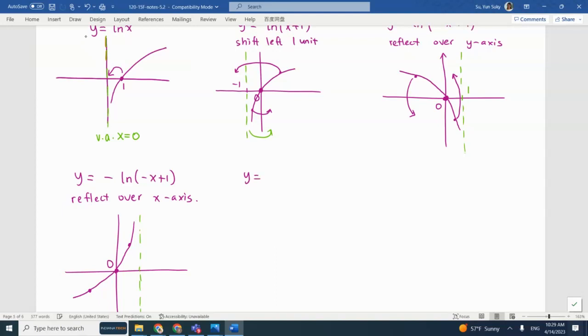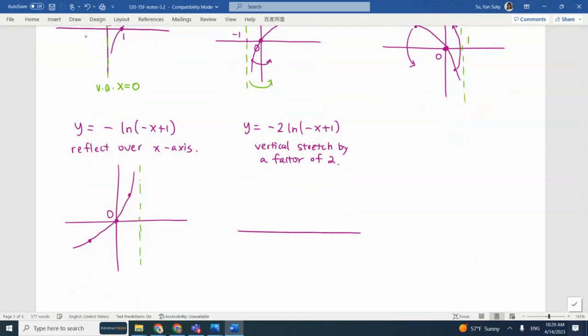Yes. So y equals -2 ln of negative x plus 1. This is vertical stretch by a factor of 2. Okay, and then, so in the exam, you want to be able to show me the difference. So therefore, what happened to this point? Your x-coordinate remains the same, your y-coordinate multiplied by 2, but same, yeah. So it's 0, 0. How about this point?